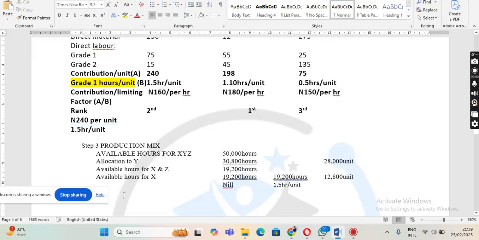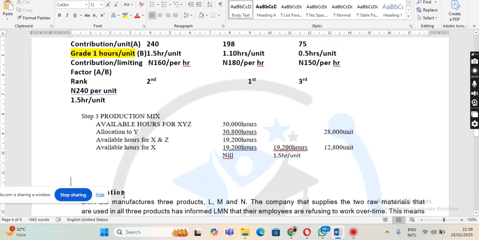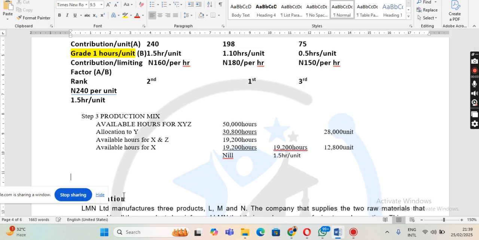So if this is established, this is the production mix. The next thing is the profit statement. Don't forget that the question says we should do the profit in units as well as in total. So let's just calculate the total, then we can do it in units.